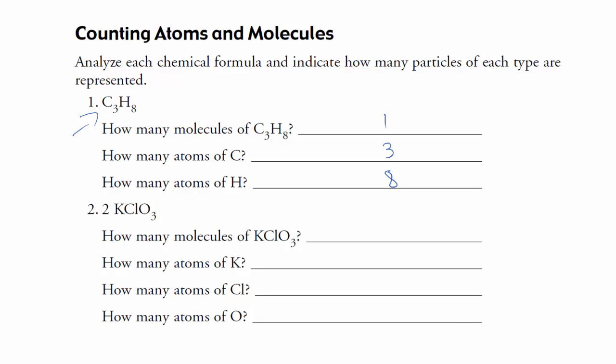Then moving on to number 2, potassium chlorate. How many molecules? I see a coefficient of 2 in front of the formula. That coefficient tells you you have 2 molecules. And again, make sure you never change these little numbers, the subscripts. That's a no-no. The only thing you can do in this section is add coefficients, these numbers in front of a formula. How many atoms of potassium? 2 times 1 makes it 2. How many atoms of chlorine? 2 times 1 makes it 2 again. And how many atoms of oxygen? 2 times 3 makes it 6.